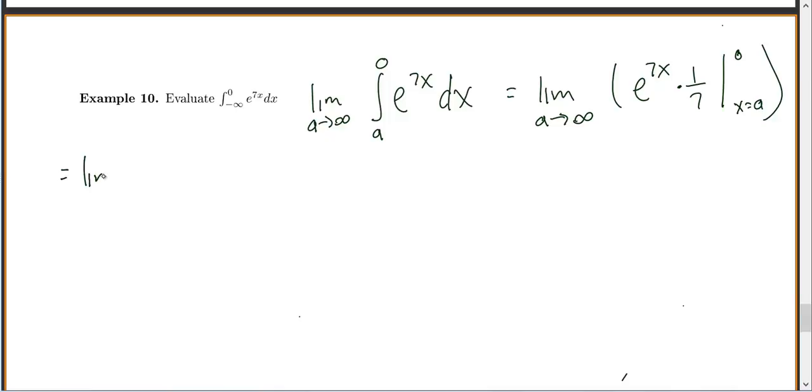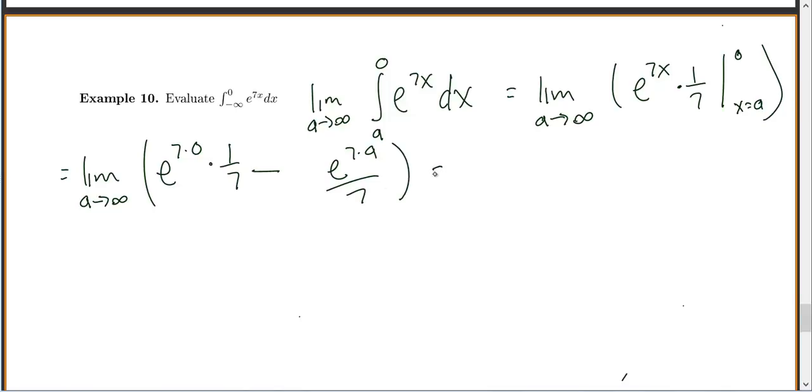So we still have the limit until I actually plug it in. We have to keep my limit there. So we plug in the 0 first. This is going to be e to the 7 times 0 times 1 over 7 minus e to the 7 times a over 7. So this is still the limit as a goes towards infinity. E to the 7 times 0 is just going to be 1. So we just have 1 over 7 minus e to the 7a over 7.